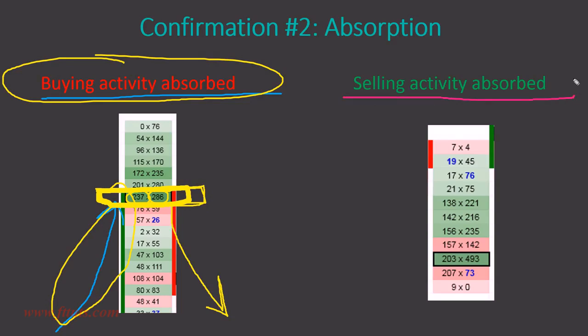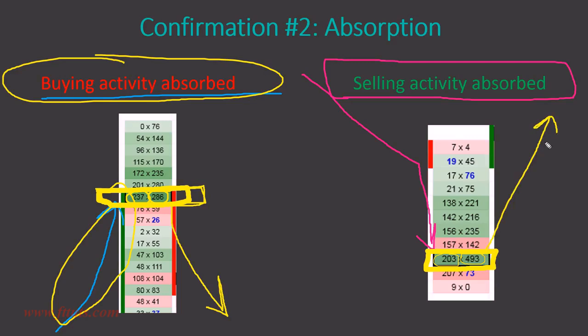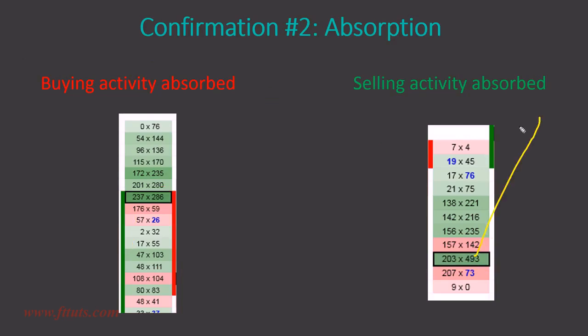Now this is a selling activity absorbed. Price was going downwards in here, then this high volume node got created. As you can see, there's a huge number both on bid and also on ask. And from that place, buyers took over because the selling activity got absorbed. Alright? Sellers ran out of fuel. The buyers just bought it all at this price level, and then they pushed the price upwards.